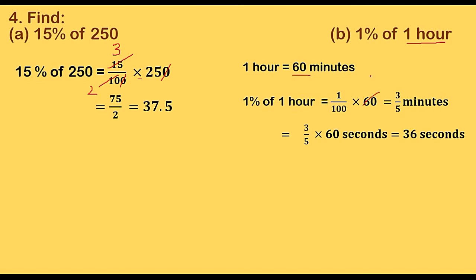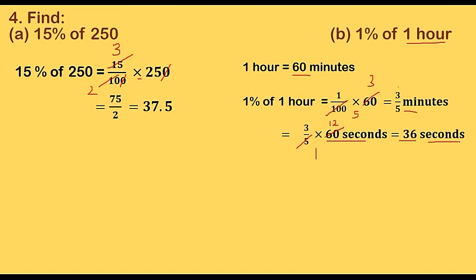So I get 2 threes are 6 and 2 fives are 10. In the numerator I am left with 1 multiplied by 3, that is 3, and the denominator is 5. So this is 3 upon 5 minutes. But 3 upon 5 minutes is not so meaningful, so I convert it further to seconds. 1 minute is equal to 60 seconds. So minute I have converted to 60 seconds. 5 twelves are 60, so 3 multiplied by 12 gives 36 seconds.